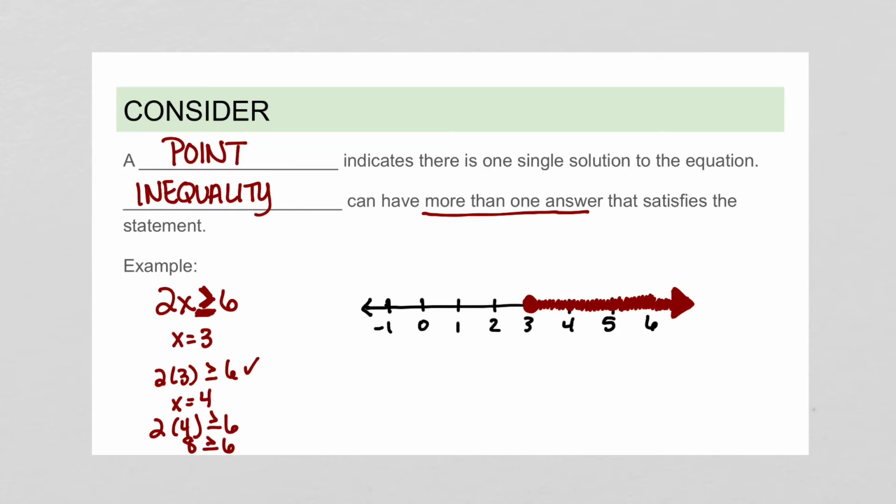So basically, we included the dot because it could equal 3, but it could also equal any spot on this line. And we don't want to just put dots on the numbers because it could be the fractions in between there as well.